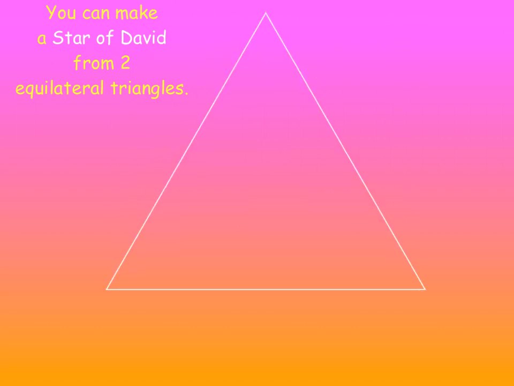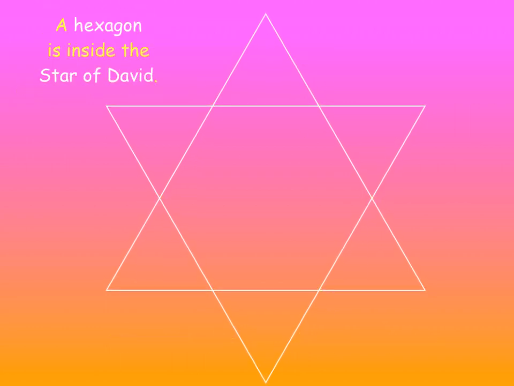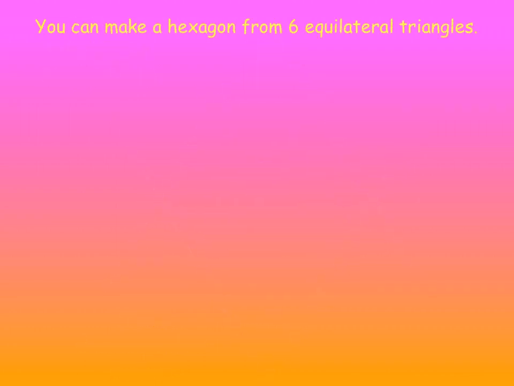You can make a Star of David from 2 equilateral triangles. The 2 triangles touch at 6 points. A hexagon is inside the Star of David. It has 6 corner points. You can make a hexagon from 6 equilateral triangles.